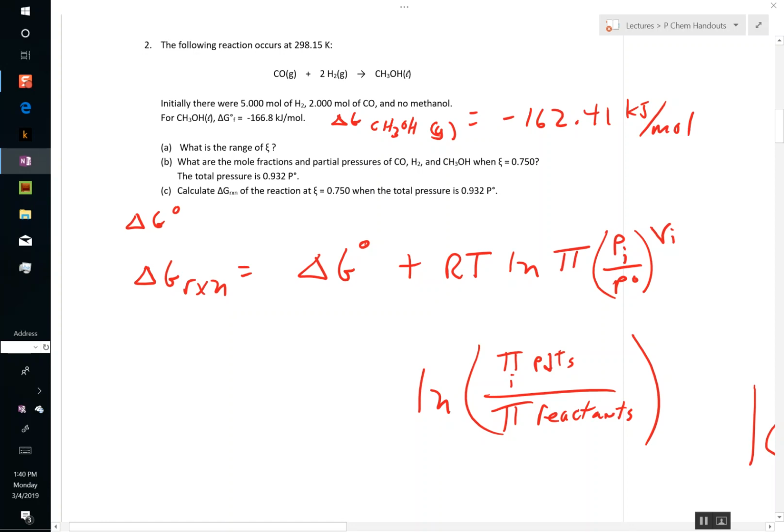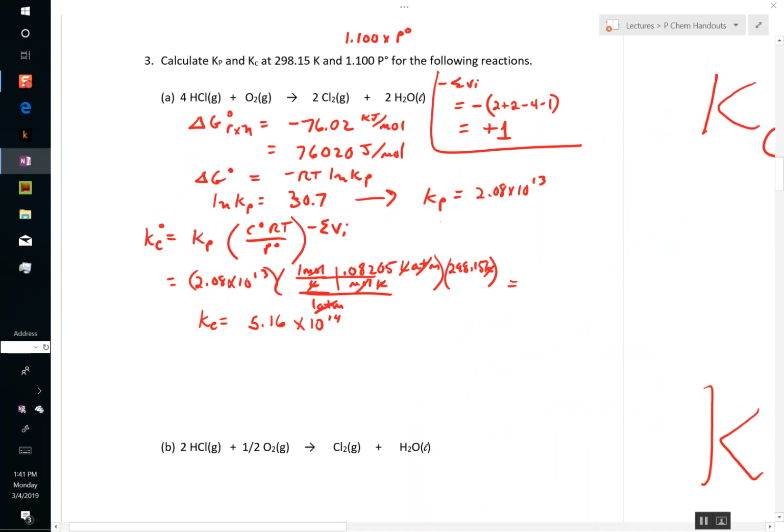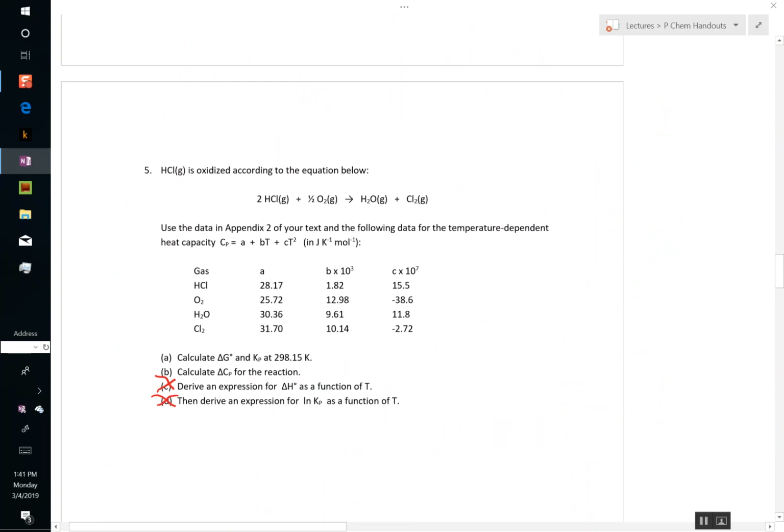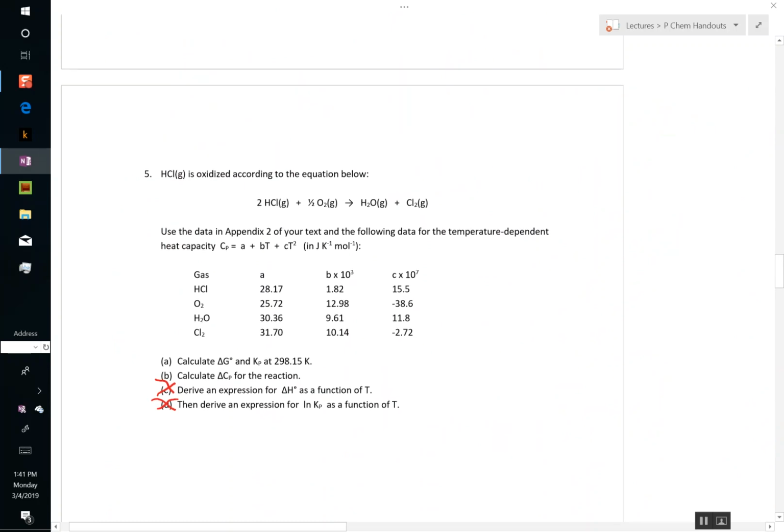What is it asking? Derive an expression for the natural log of Kp as a function of temperature. 5D. We're getting rid of C as well. C was super easy though. Was C super easy? No, it was difficult. If you did B, you just had to integrate it with respect to T, basically. I don't like integrating things.